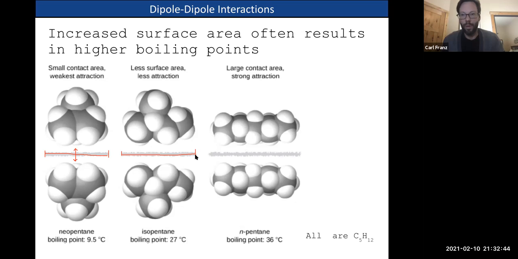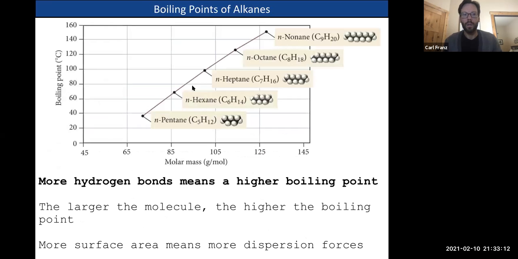And then n-pentane, where it's just one long line, has the longest distance. That molecule has the longest distance, and so it has the most potential surface area between these two molecules. And so it's going to take even more energy to boil it. So boiling point is directly related to surface area. Boiling point is also related to hydrogen bonds, okay?